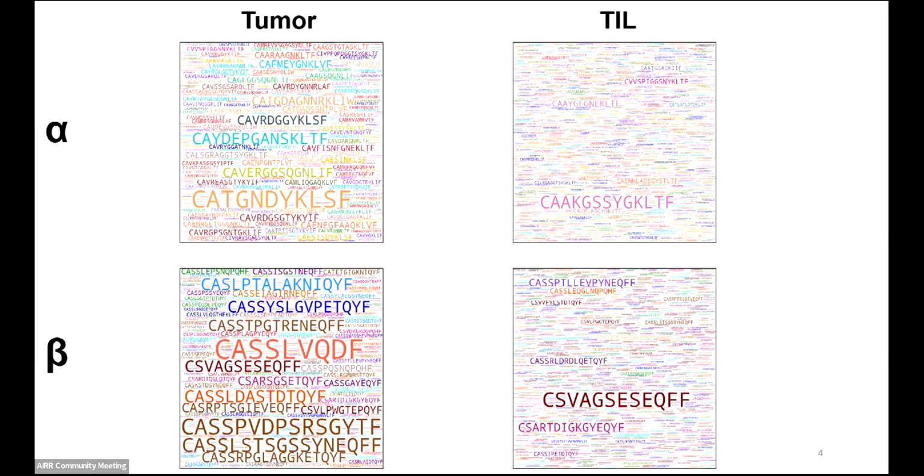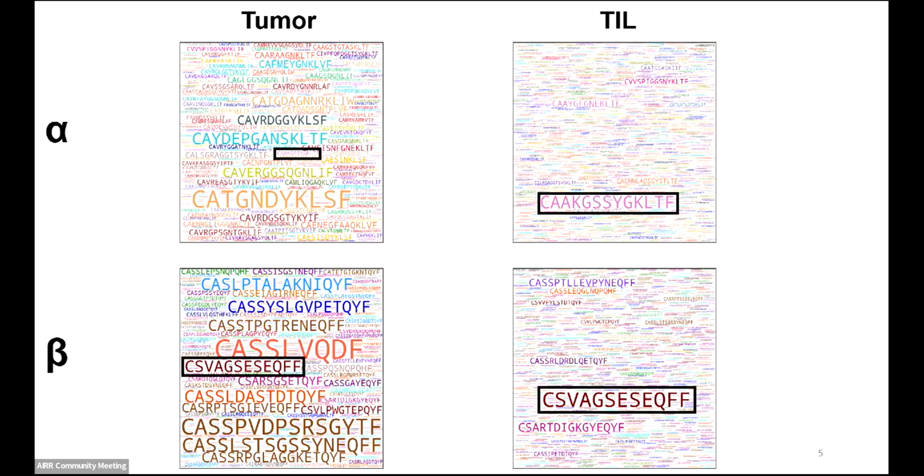So for example, here we have the alpha and the beta chain of a tumor, and then the matching tumor infiltrating lymphocytes that were expanded for that tumor. And we are able to see what happened. We see, for example, in the alpha chain, there was a CDR3 that was not very prevalent, and then it gets expanded in vitro.